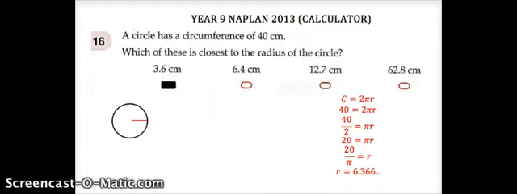You can also just quickly check your answer by going 2 times pi times 3.6, and you should get an approximate answer of 40 centimetres.